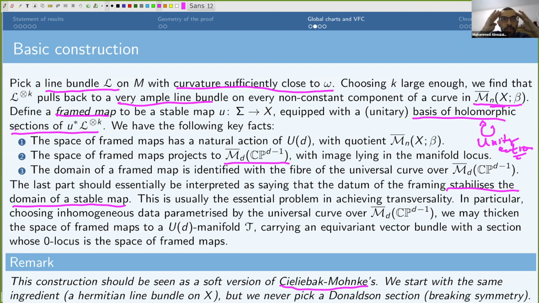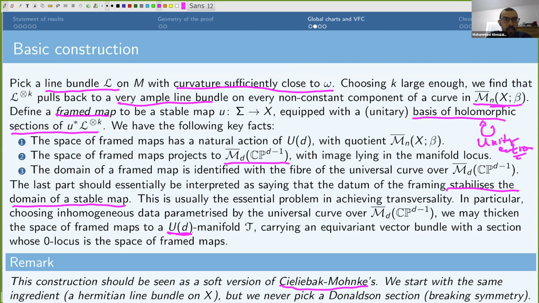So in transversality, when you try to prove transversality for moduli spaces of holomorphic curves, always the problem is automorphisms. How to get rid of the automorphism problem. But here, this geometric data of the line bundle and the space of holomorphic sections and the pullback of the line bundle is sufficient to stabilize the problem. And everything is equivariant, with the action of this group of unitary transformations, which basically just change the basis to another basis.